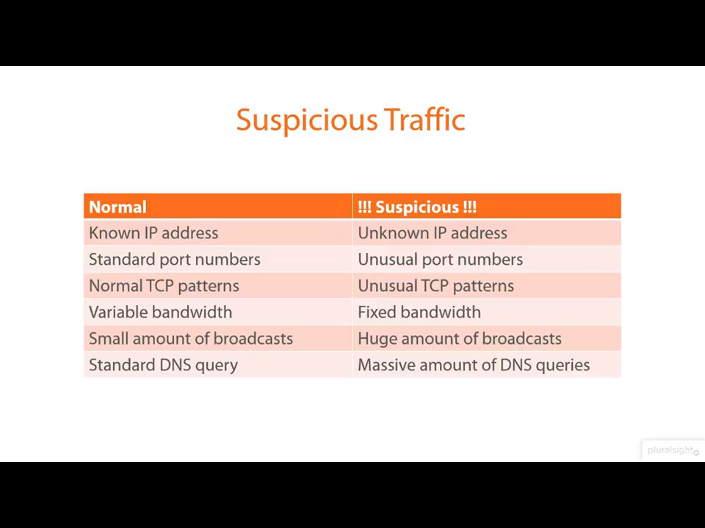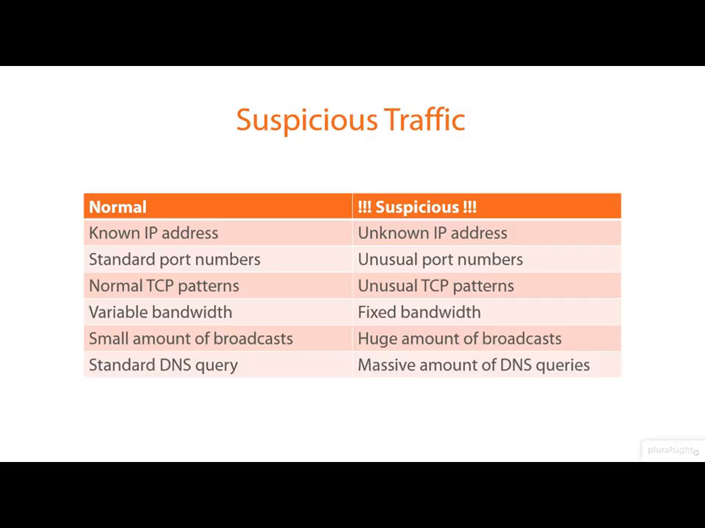So, traffic from known addresses is normal traffic, but you should be careful when the traffic is coming from addresses that you don't know, right? Normal traffic includes standard port numbers like 80 for HTTP, 21 for FTP, 25 for mail, and so on and so forth. Be sure of the applications that run over the network and verify that these are the only port numbers that you see.